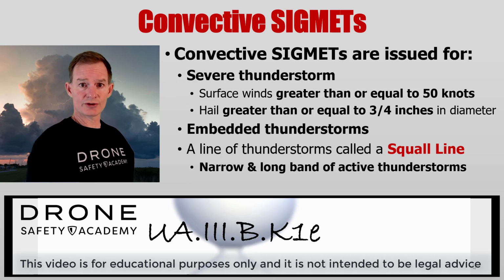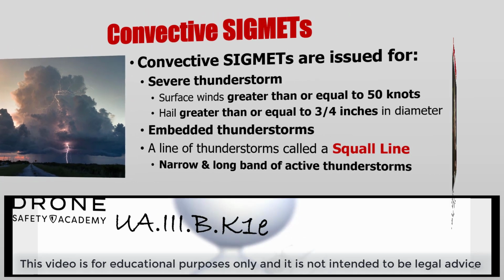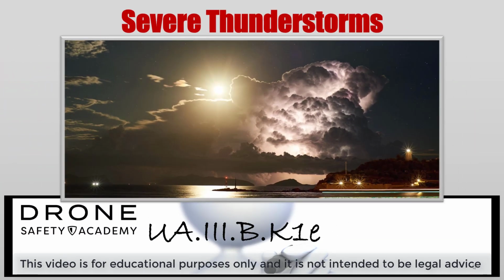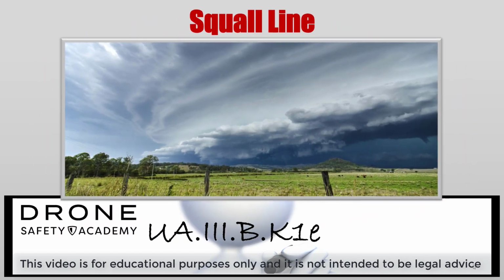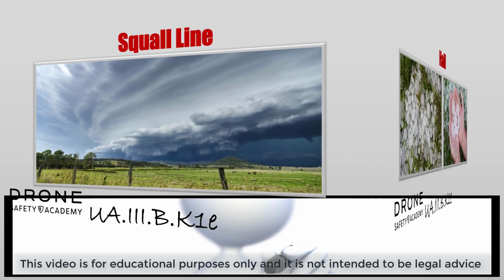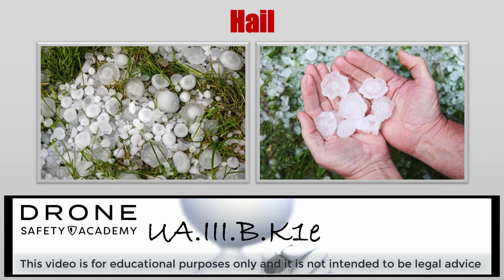They are also issued for embedded thunderstorms and squall lines, and we know that a squall line is a long, narrow band of thunderstorms. The hail on the right is definitely larger than 3/4 of an inch. This kind of hail is going to put dents in your truck. And by the way, 3/4 of an inch is the size of a US penny.